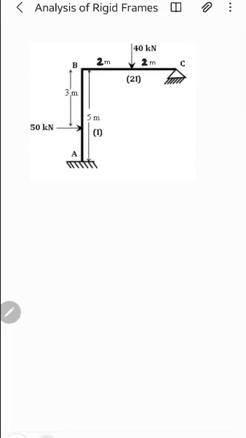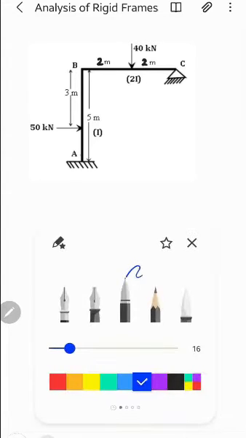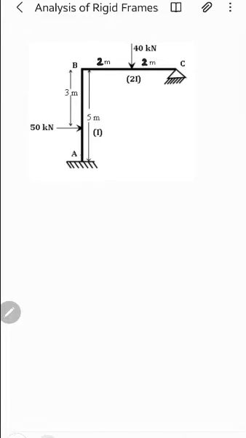We will analyze a rigid frame which is shown in this figure. So let us start to solve this problem by the matrix stiffness method using the system approach. Very first is the degrees of freedom. The degrees of freedom here are 2, which are theta B and theta C.